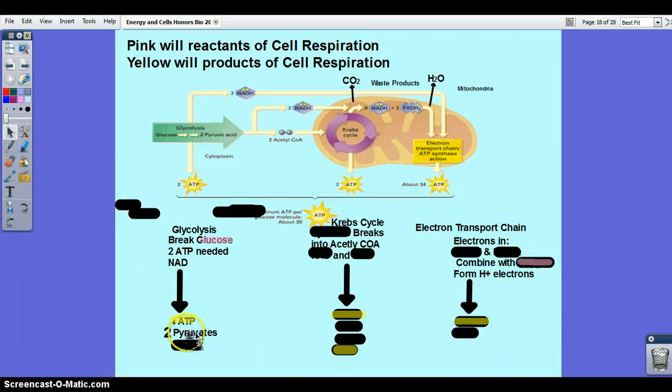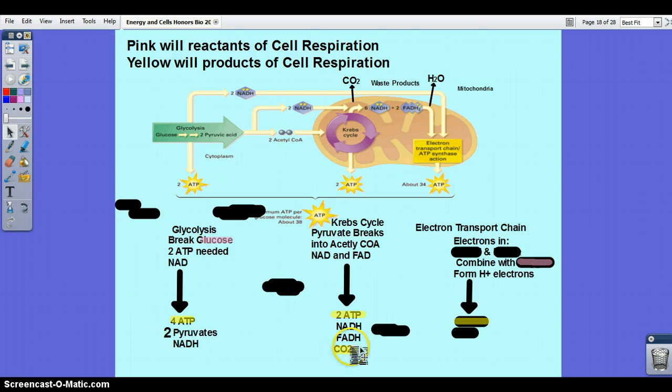and NADH. This all takes place in the cytoplasm right here, which is all around the cell. Then if oxygen is present, these pyruvate molecules will move into the citric acid cycle, or Krebs cycle. The pyruvate is modified into acetyl coenzyme A, and throughout that process, NAD and FAD are going to be converted into NADH and FADH. And the pyruvates each form 2 ATPs, and the waste product is carbon dioxide.